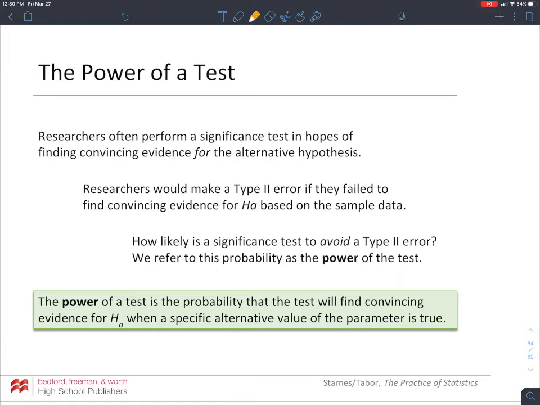So when you're doing this, researchers can make a type 2 error if they fail to find the convincing evidence, right? They fail to reject the null. So how likely is it to have a type 2 error? Well, to avoid a type 2 error, we refer to the power of a test. The power of a test is the probability that the test will find convincing evidence for an alternative when a specific alternative value of the parameter is true.